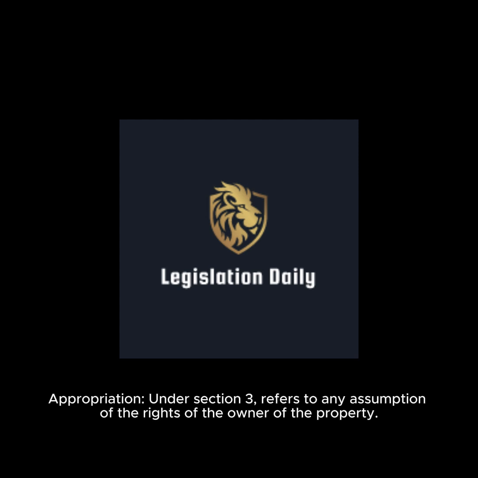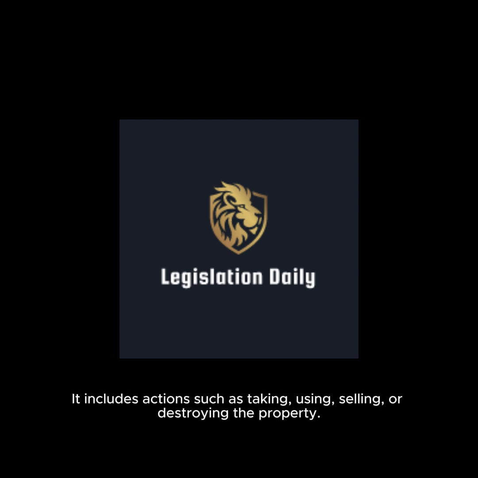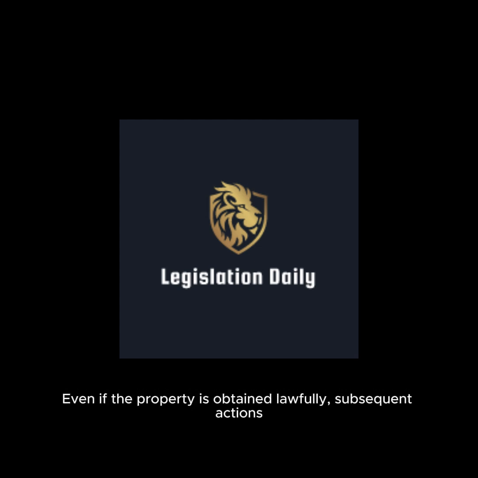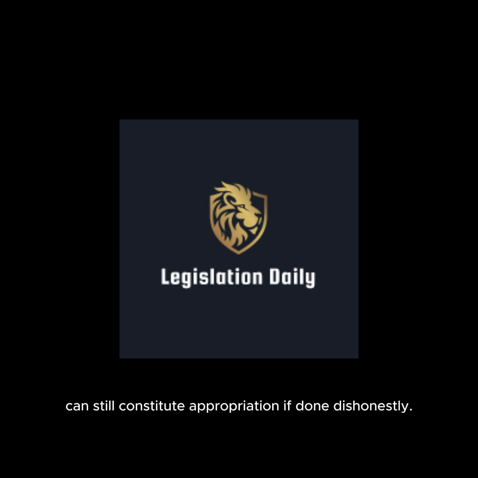Appropriation, under Section 3, refers to any assumption of the rights of the owner of the property. It includes actions such as taking, using, selling, or destroying the property. Even if the property is obtained lawfully, subsequent actions can still constitute appropriation if done dishonestly.